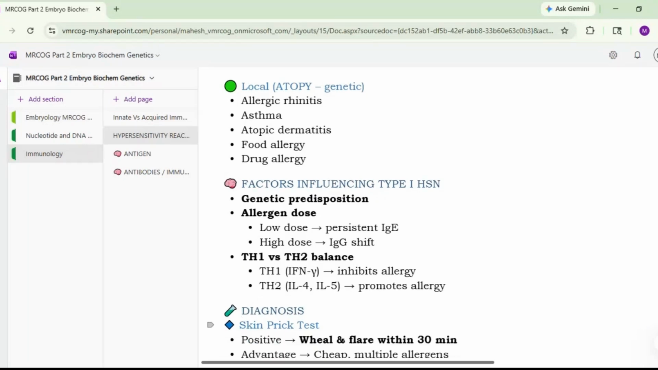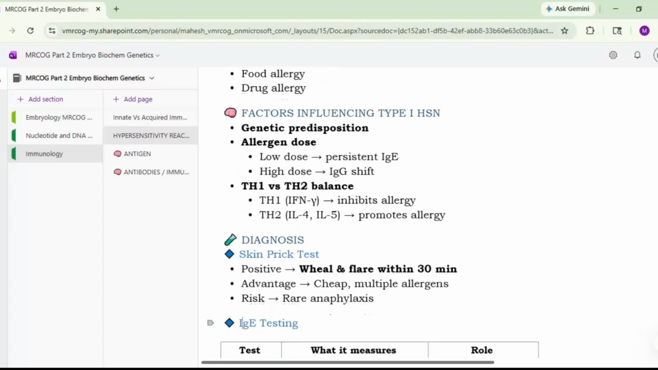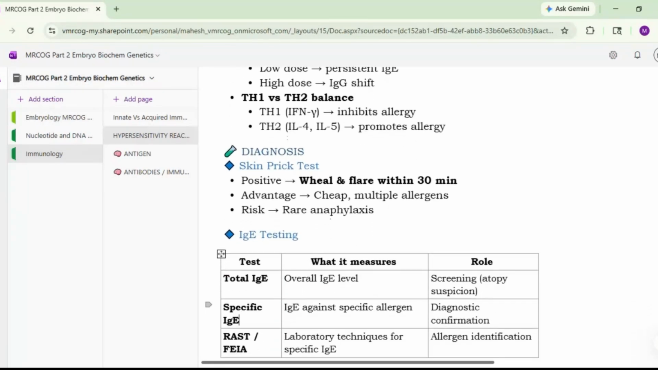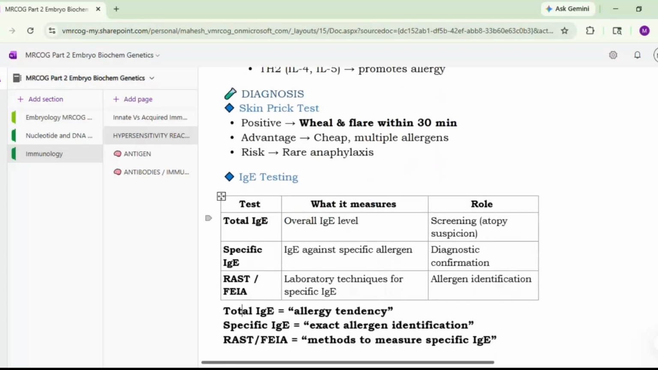Okay. Now coming to the diagnosis. Diagnosis can be by skin prick test. If it is positive, there will be wheal and flare within 30 minutes. The advantage is that it is cheap. You can check multiple allergens, but there is a risk of anaphylaxis. So skin prick test is available for the detection of the allergy, but there is a rare risk of anaphylaxis.